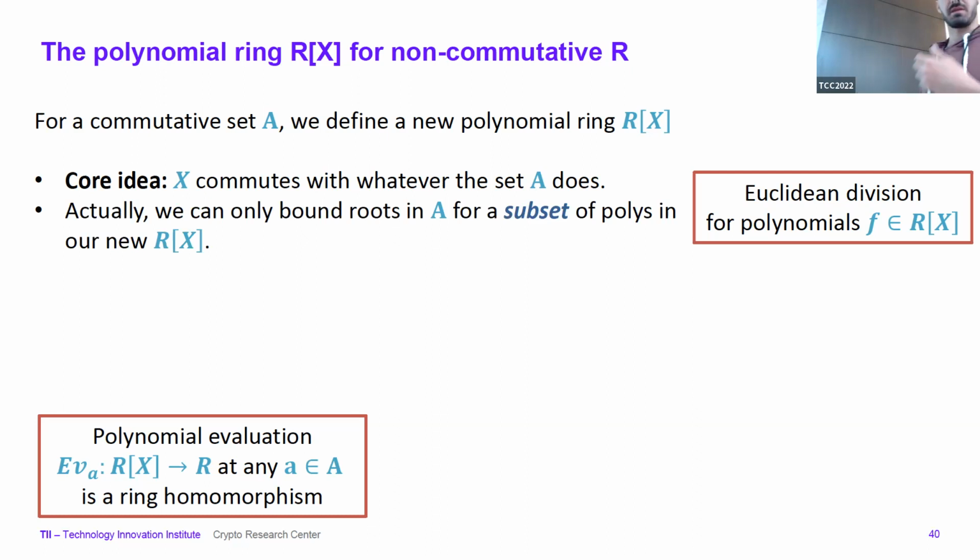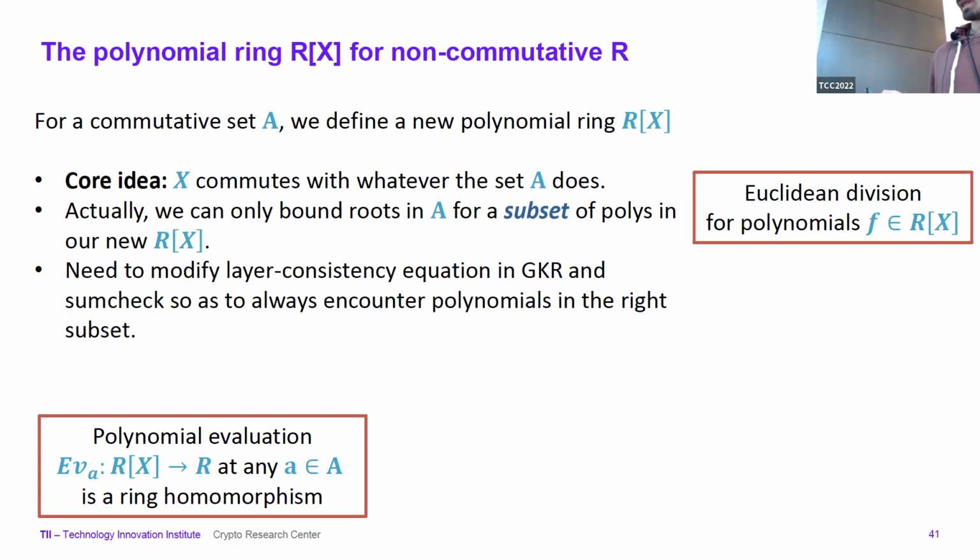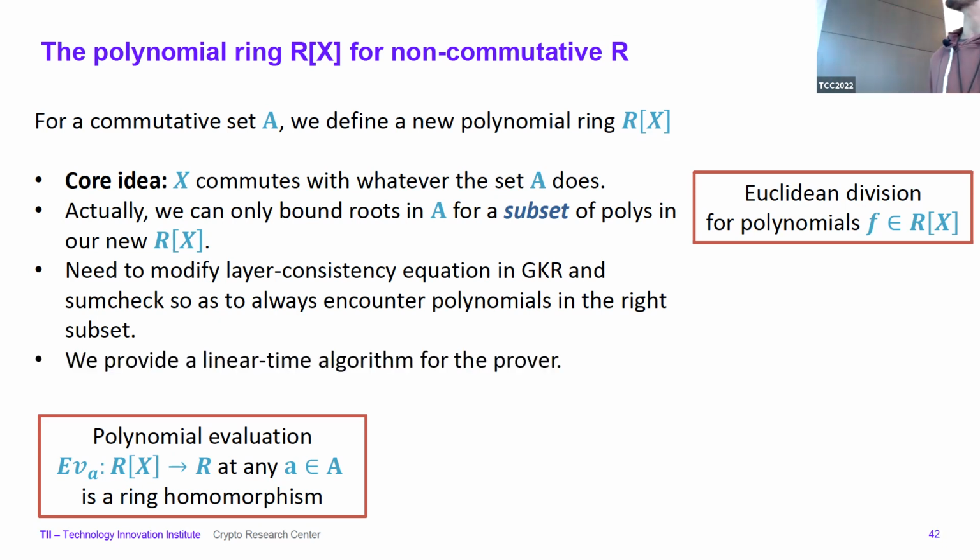And actually, even if you have this, I wasn't able to bound the roots in this set for all the polynomials in here. So just some particular subset of those, and again, the specific subset we can talk about afterwards, or you can see the paper. And since it's only this subset of polynomials, that also requires modifying the layer consistency equation in GKR when you go from one level to the previous one, and also modifying the sum check protocol so that all the polynomials that you encounter when you proceed in the protocol are in this specific subset of polynomials.